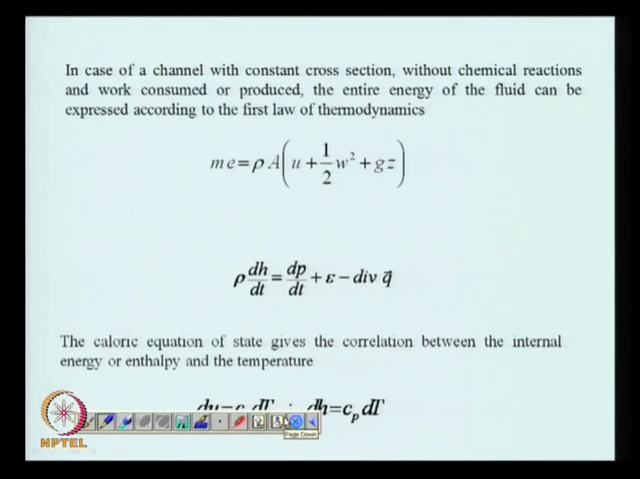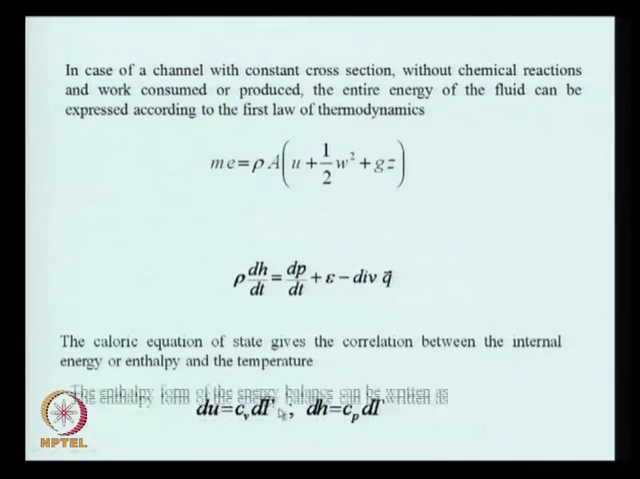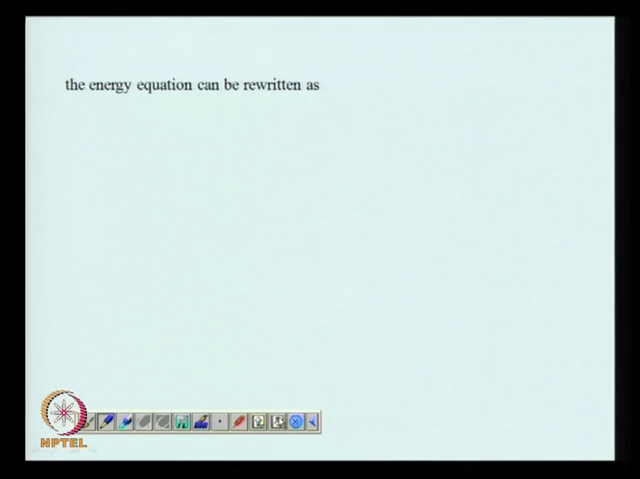Now, in the case of a channel with a constant cross section, the energy from the first law of thermodynamics is going to be the sum of the internal energy, the kinetic energy, and the gravitational energy. So, this form of equation is quite well known to us, where this epsilon stands for the dissipation. So, this is the dissipation function, and this is essentially the temperature. This is essentially the temperature gradient induced conductive flow of heat into the control volume. So, if you use the caloric equations of state, this energy equation can be rewritten in the form that we are aware of.